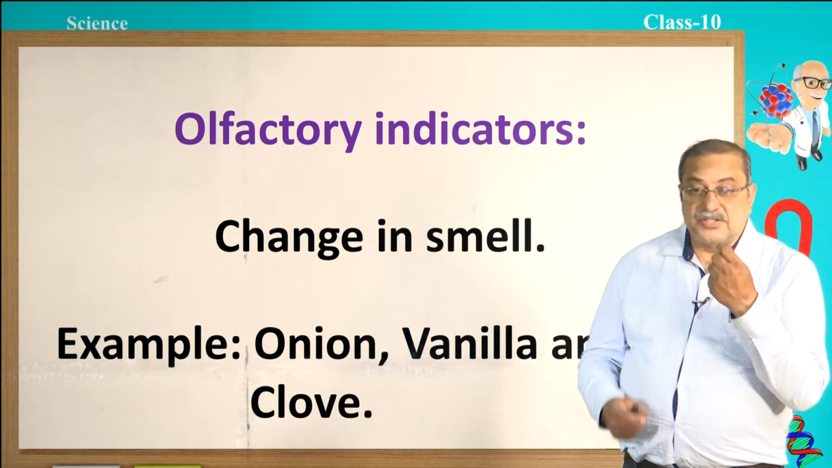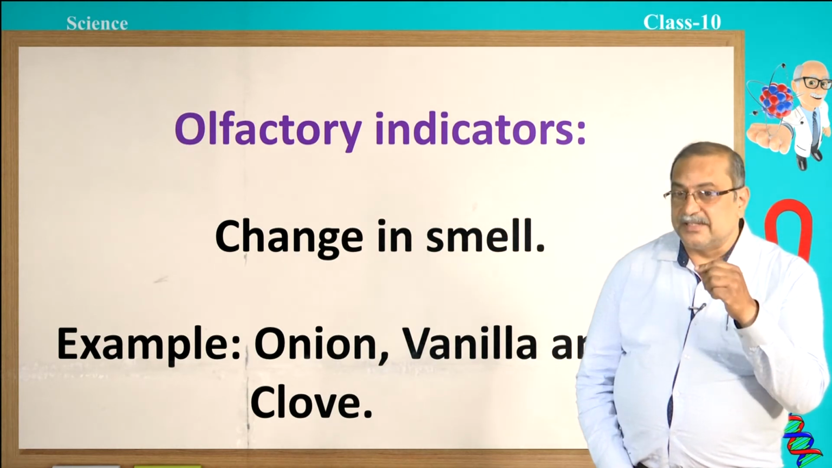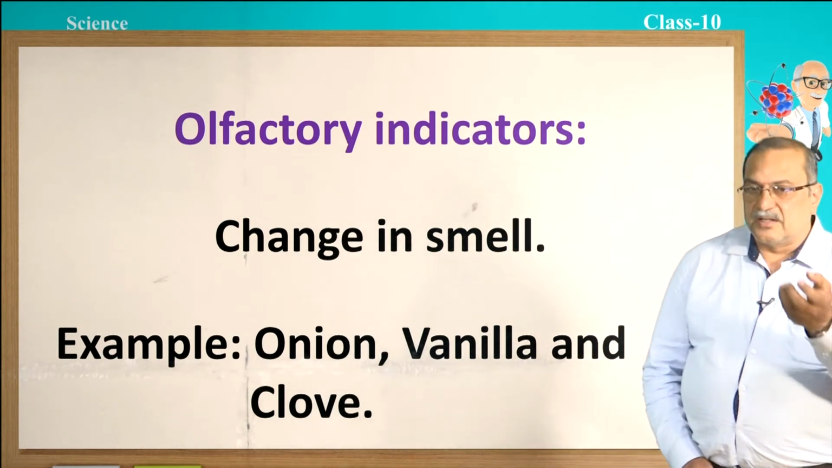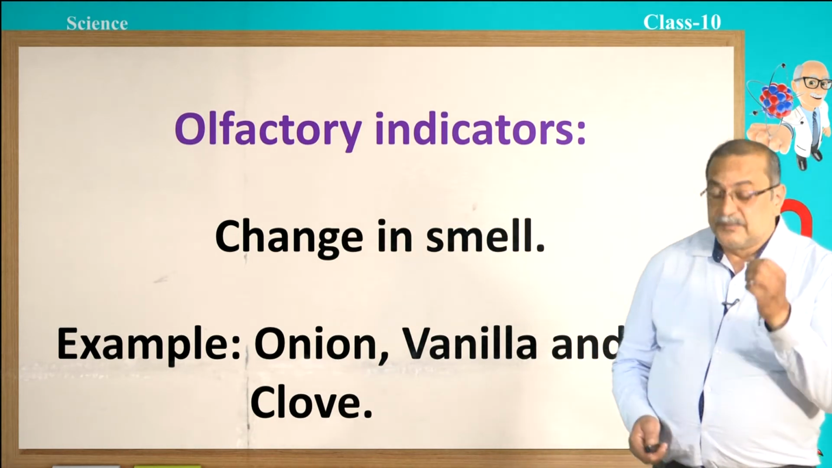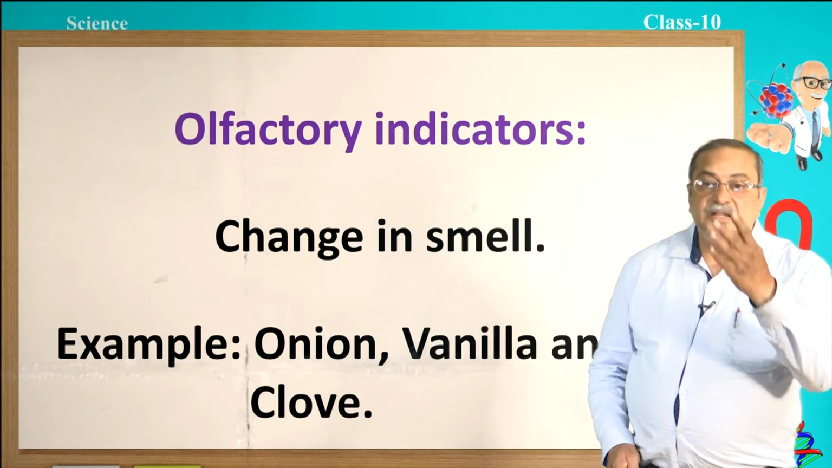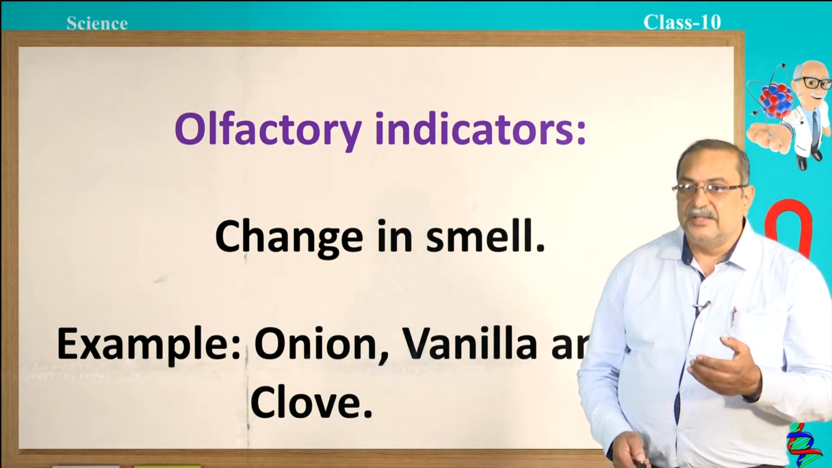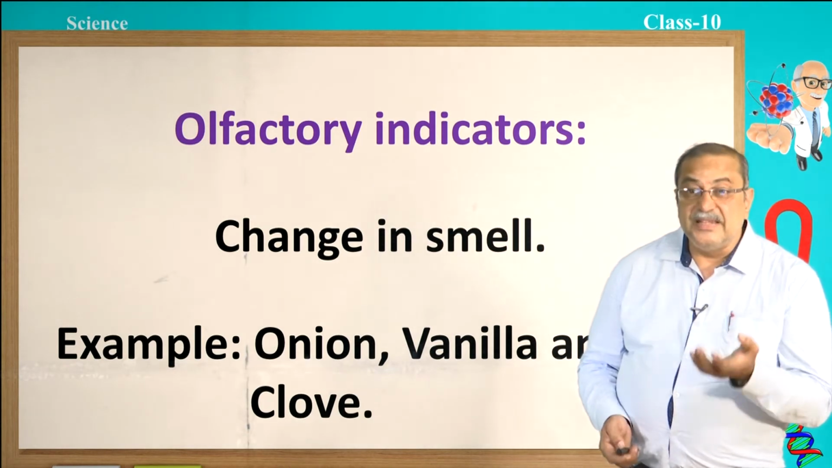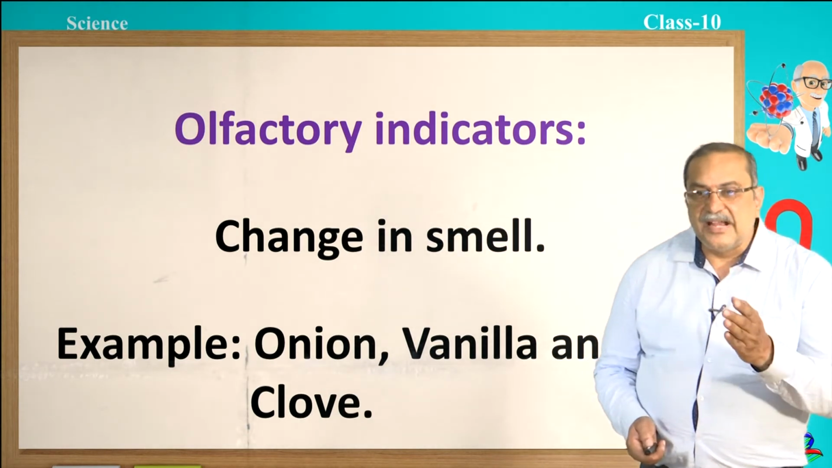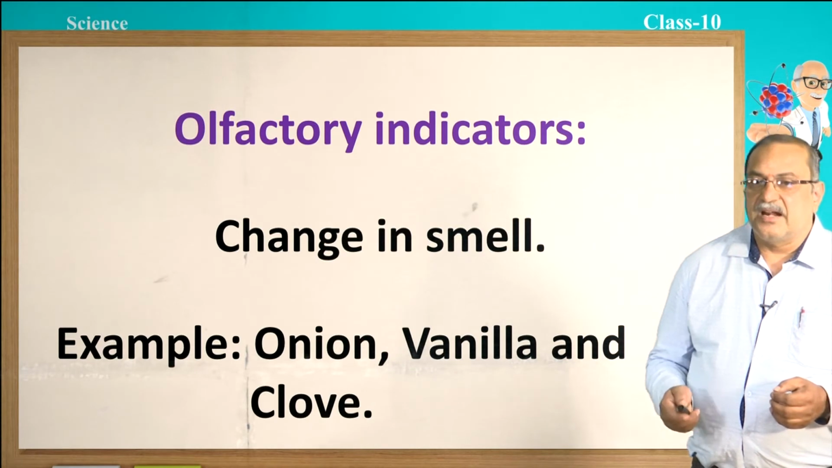So, by that first you will get the onion smell. So, when you add this vanilla or clove or some other soap solution, etc., then you are going to get a different smell, based upon whether it is acid or base. So, that is why, since the smell changes, we call them olfactory indicators, grana suchakagalu.